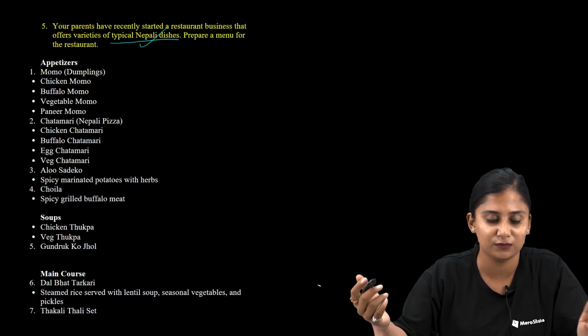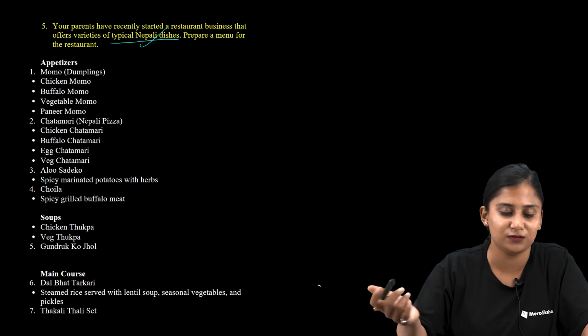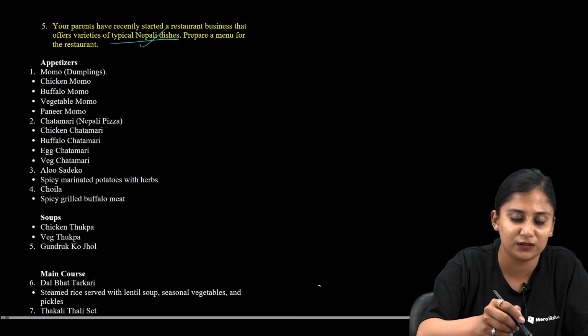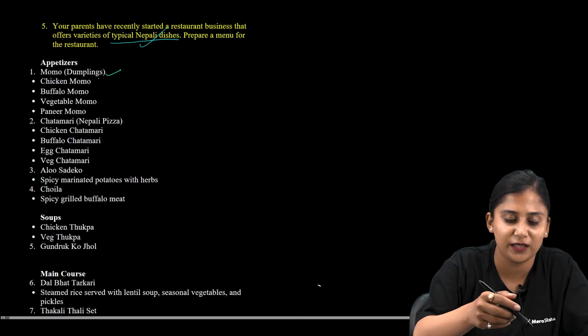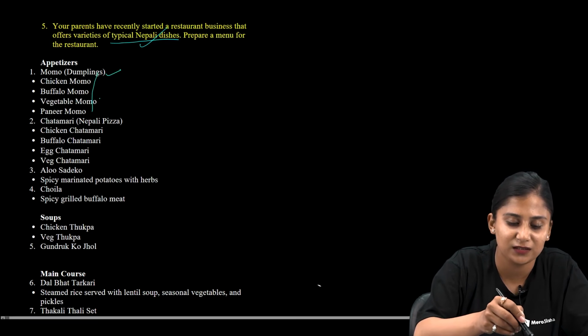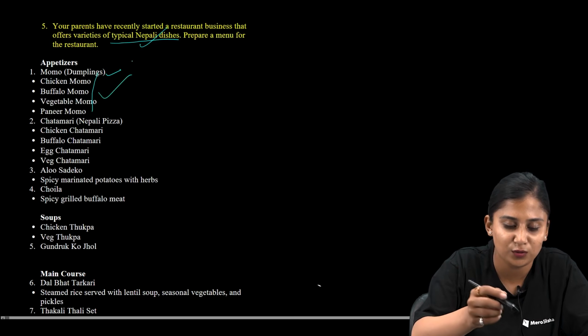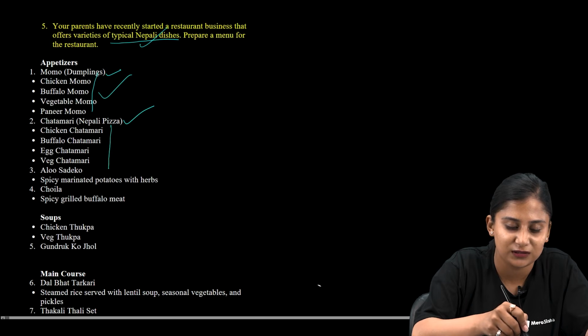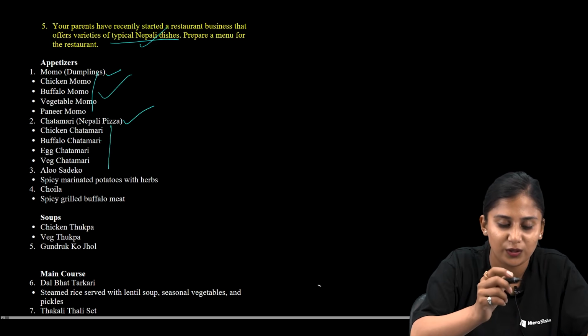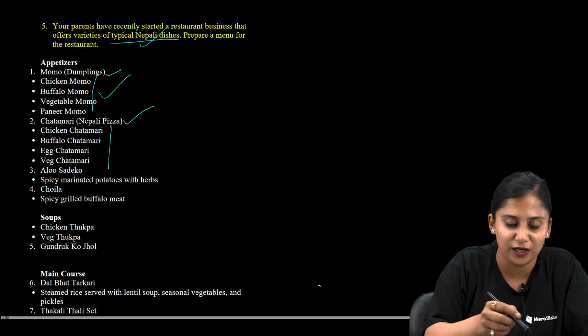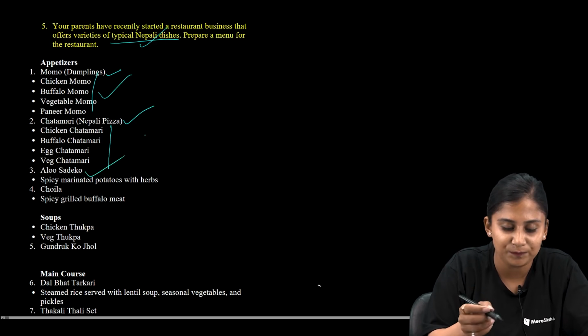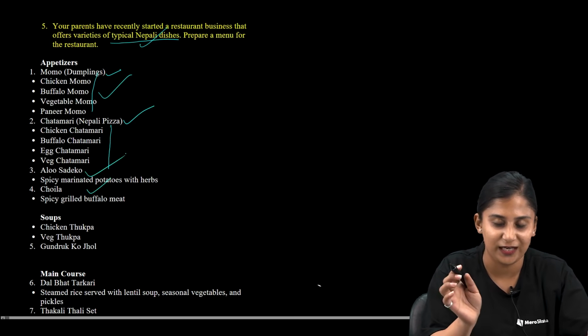In the appetizers, you may write down the momos, and the varieties of the momos that will be available in your restaurant, and then the chatamari and the varieties of chatamari like chicken chatamari, buffalo, egg, veg, and then another can be aloo sadeko, and also choila and all.